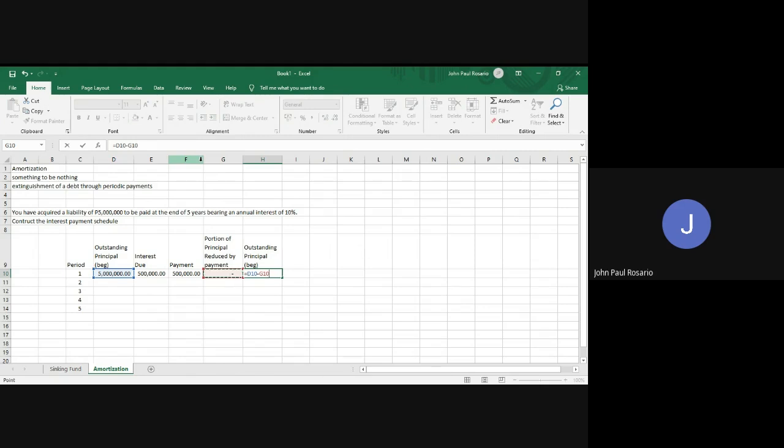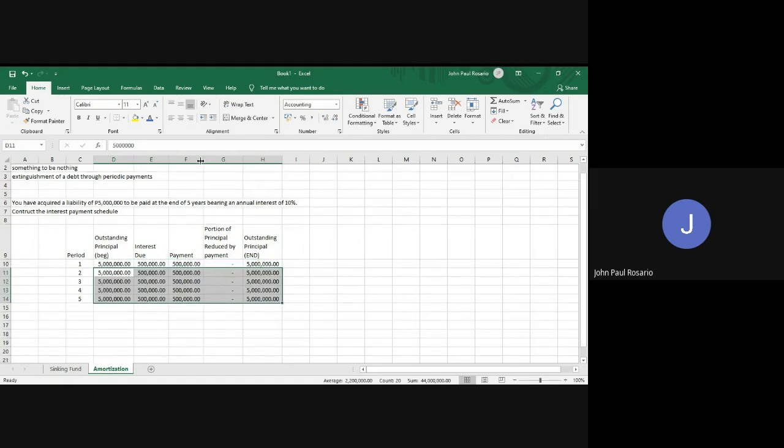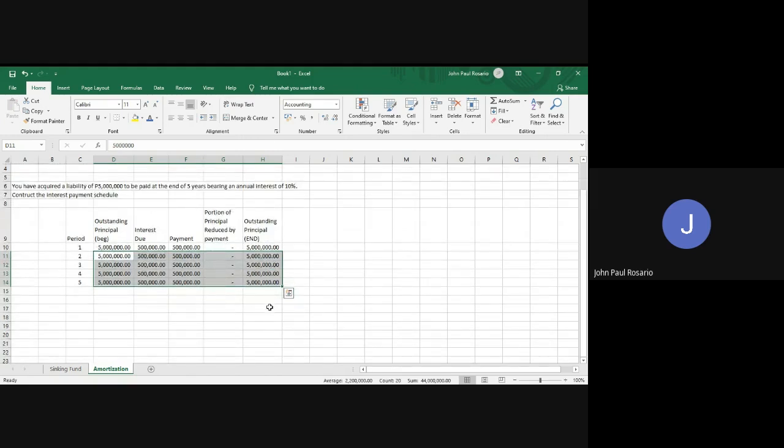If you paid more than your interest due, then supposedly your principal, the basis for the next period, would be smaller, so your interest due would be smaller. But since you paid the exact amount of the interest due, your outstanding principal at the end of the period will still be the same. For the 5 years, your debt stays outstanding, still at 5 million pesos.